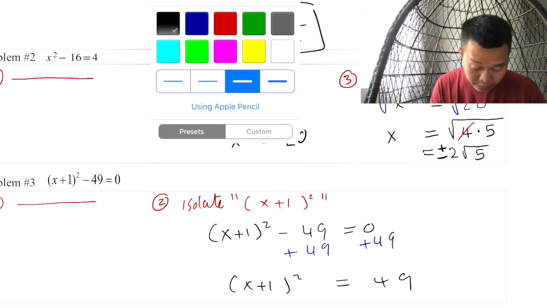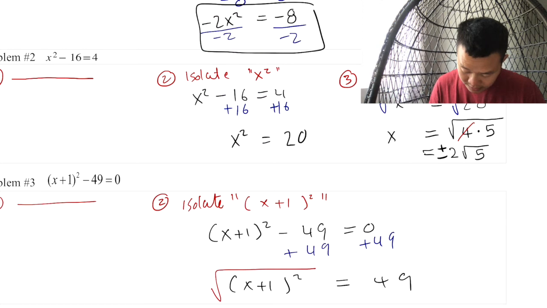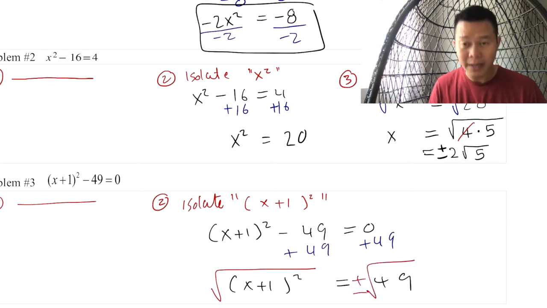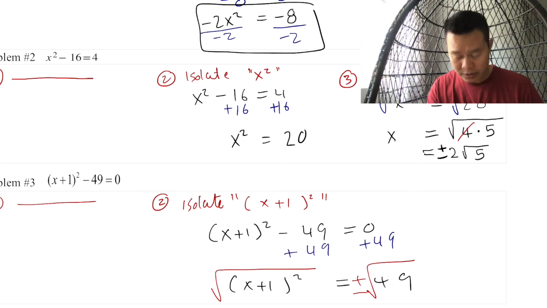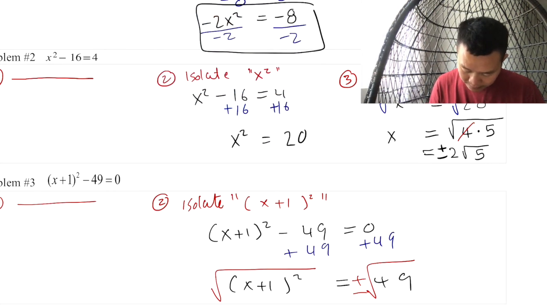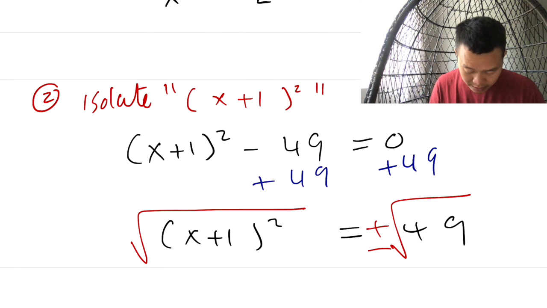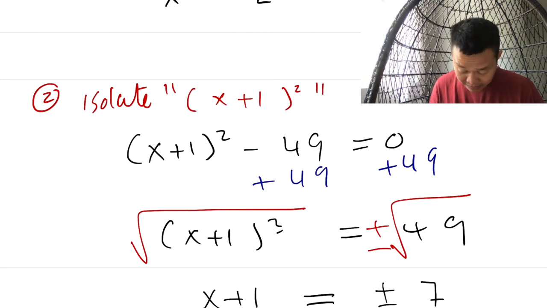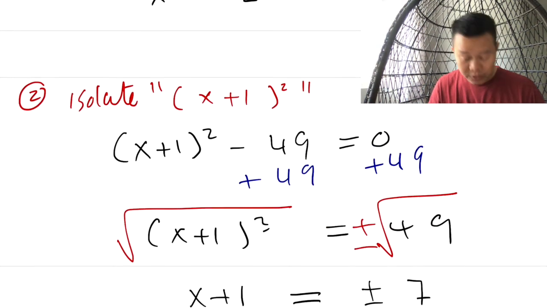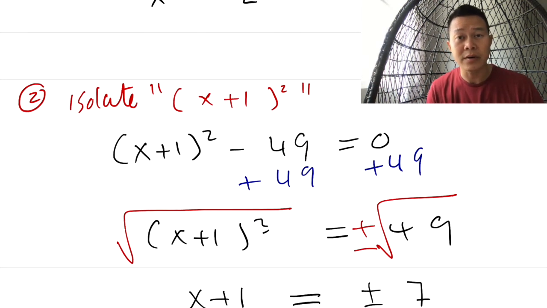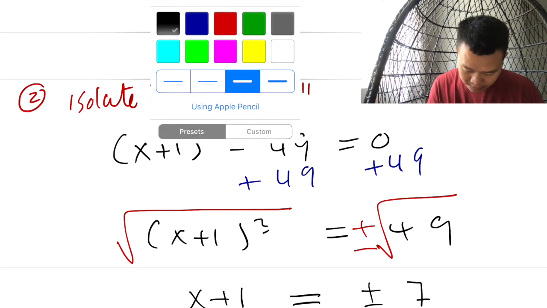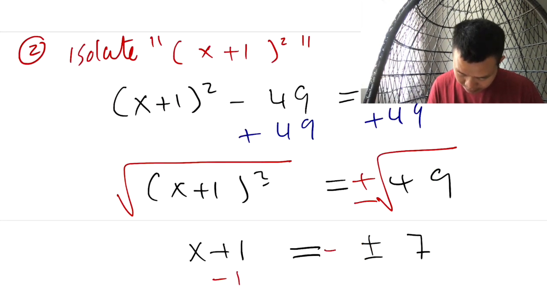So I am going to now square root both sides, like this. And then just put a plus and a minus in the front because there are 2 answers. When you square root something squared, you just get the number before the square. So you get x plus 1 equals to plus or minus 7. And then you're solving for x, so you're going to subtract 1 from both sides.